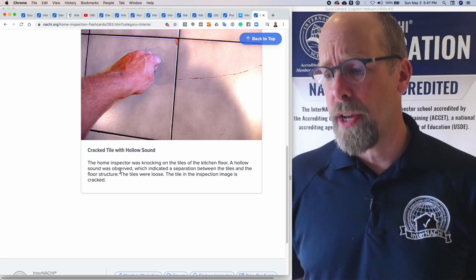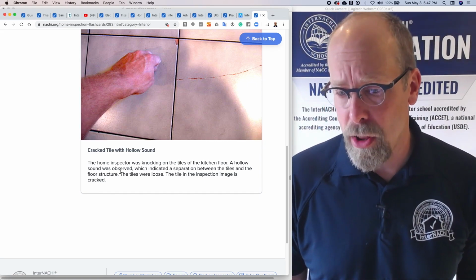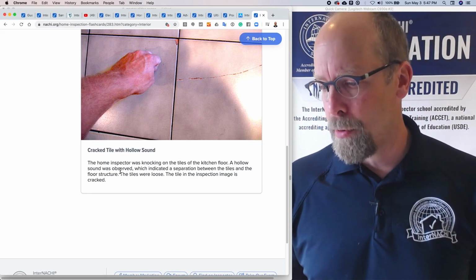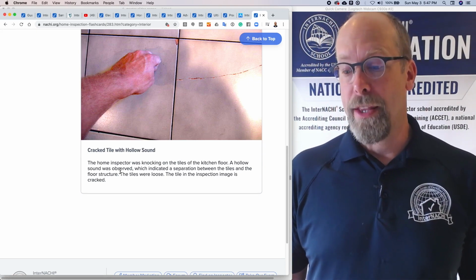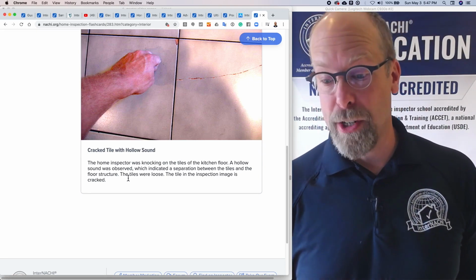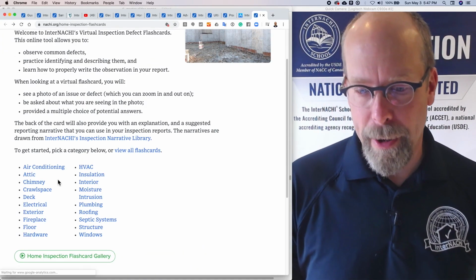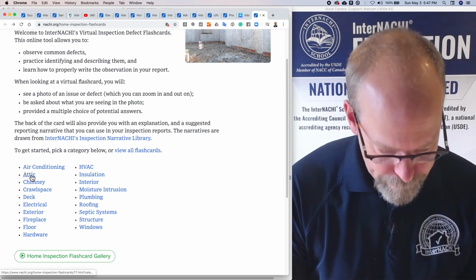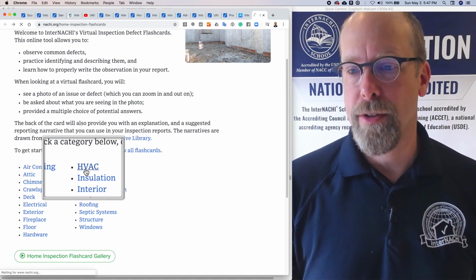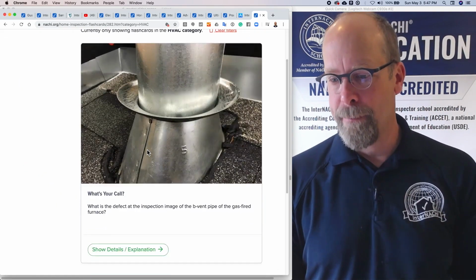The home inspector was knocking on the tiles of the kitchen floor. A hollow sound was observed, which indicated a separation between the tiles and the floor structure. The tiles were loose. The tile in the inspection image is cracked. And so that's a defect. That's kind of cool. How about if we go to HVAC, since we were talking about HVAC, right?